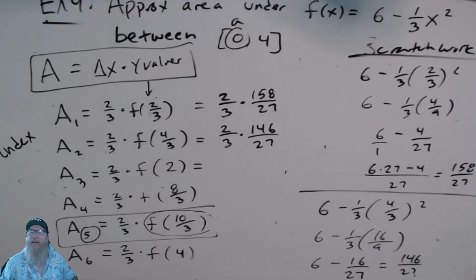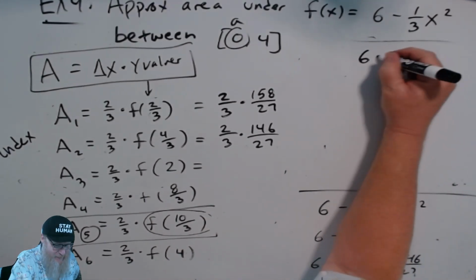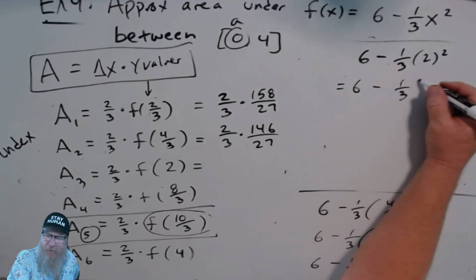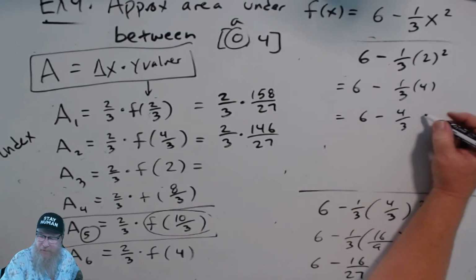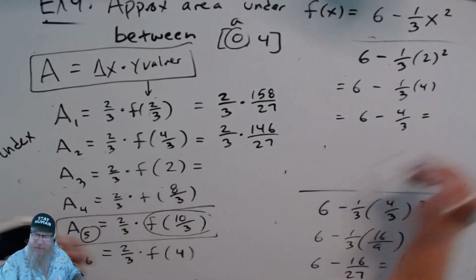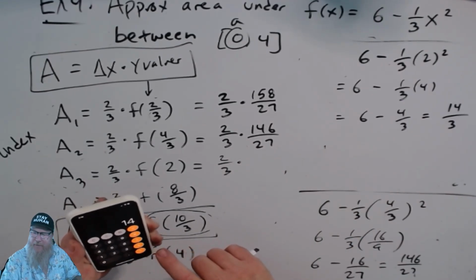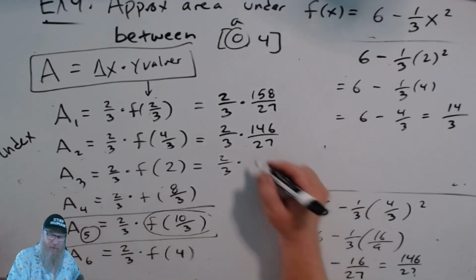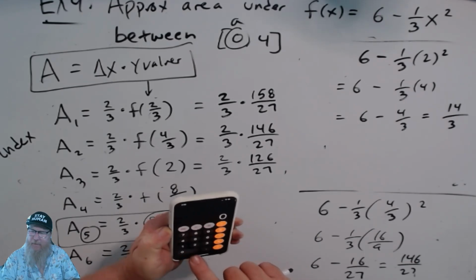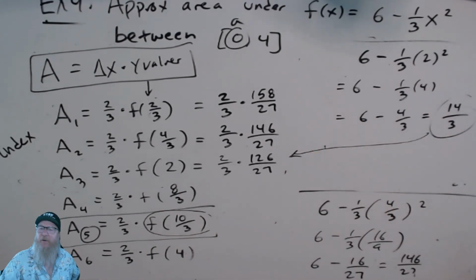And keep going. Now you see why I stacked them. I'm actually going to be looking for a pattern. Let's see if we can see a pattern. 6 minus 1/3 times 2 squared. 6 minus 1/3 times 4. 6 minus 4/3. 3 times 6 is 18. 18 minus 4 is 14/3. 14 times 9, 126/27, which is the same as 14/3.